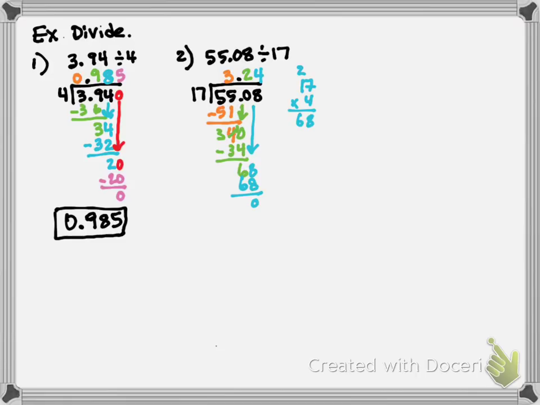So it terminated, and I got that when I divide 55.08 by 17, I get 3 and 24 hundredths. All right, that wasn't so bad. So again, if I can't do the math in my head, I'm going to do it off to the side of the paper. And I don't erase my work because I never know if somewhere down the line I may need that answer again. All right, I'm going to go to the next page.